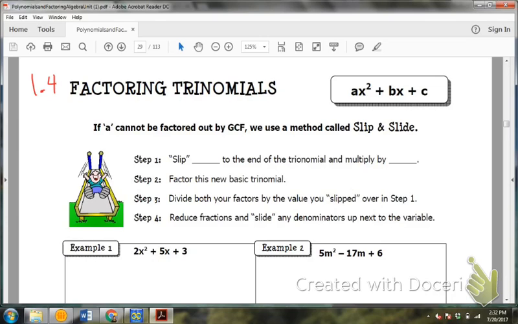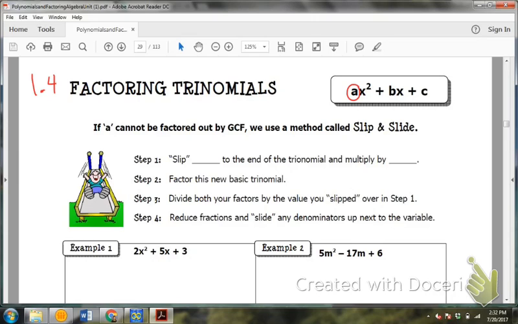Okay, factoring trinomials. If you notice on these, our a value is going to be greater than 1. So our a value is not going to be 1, so we're not going to be able to just x factor and do the quick shortcut. If you do that, you're going to get the wrong answer.